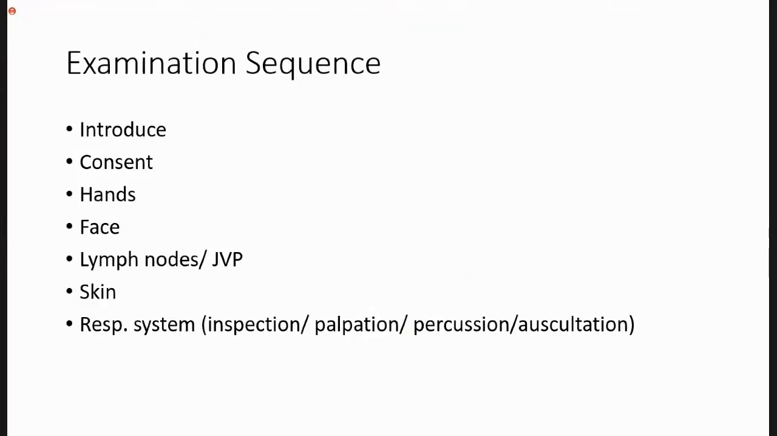In any examination, you have to introduce yourself to the patient, and always obtain a consent, either verbal or written. The areas included in this examination: you have to examine the hands of the patient for any peripheral cyanosis or clubbing, tar stains, face for plethora, central cyanosis, then lymph nodes, especially the cervical lymph nodes, jugular venous pressure, skin for any obvious lesions, veins, scars, and the respiratory system itself: inspection, palpation, percussion, and auscultation.